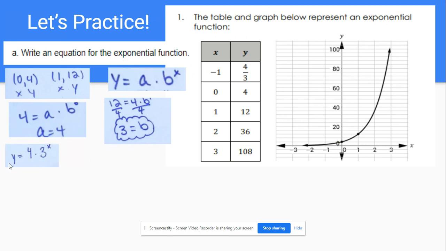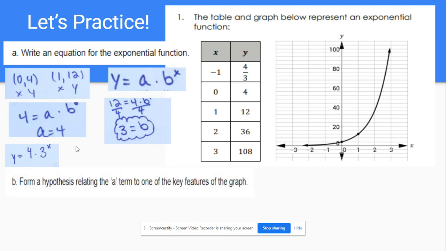Okay. The last step is to replace a and b back into the original parent function. So I know a is 4. I'm replacing a with 4. I know b is 3. So the equation for this graph and this table is y equals 4 times 3 to the power of x.